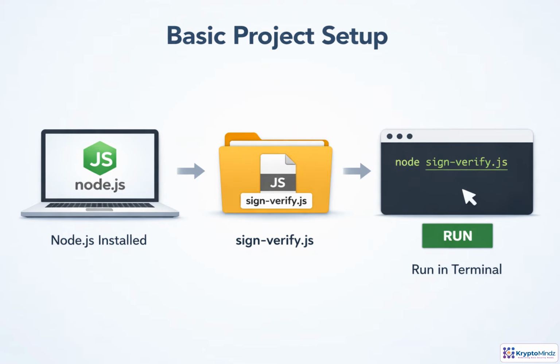Before writing the signing code, we need a tiny project we can run locally. Make sure Node.js is installed, then create a folder for the demo and move into it. Inside, create one file named signverify.js. That file will hold both the signing and verification logic. To test it, run node signverify.js from the terminal.